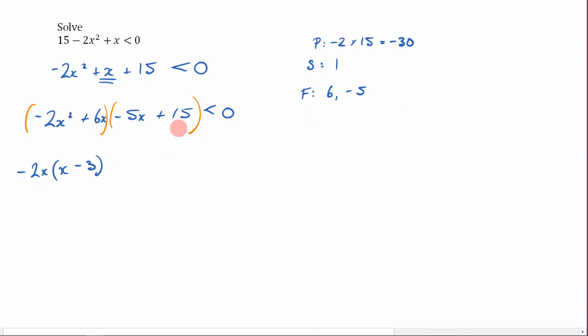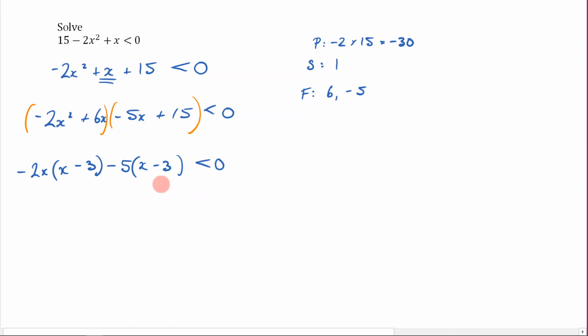Over here, what could I take out? I could take out minus 5. Now, the reason why I've taken out the minus as well is because what I want is this bracket to look like this bracket. So if I take minus 5 out, I'm going to be left with x minus 3. And this whole thing is less than 0. We know that we've done this correctly because I've got x minus 3 here and x minus 3 there. If you haven't gotten that, you've done something wrong.